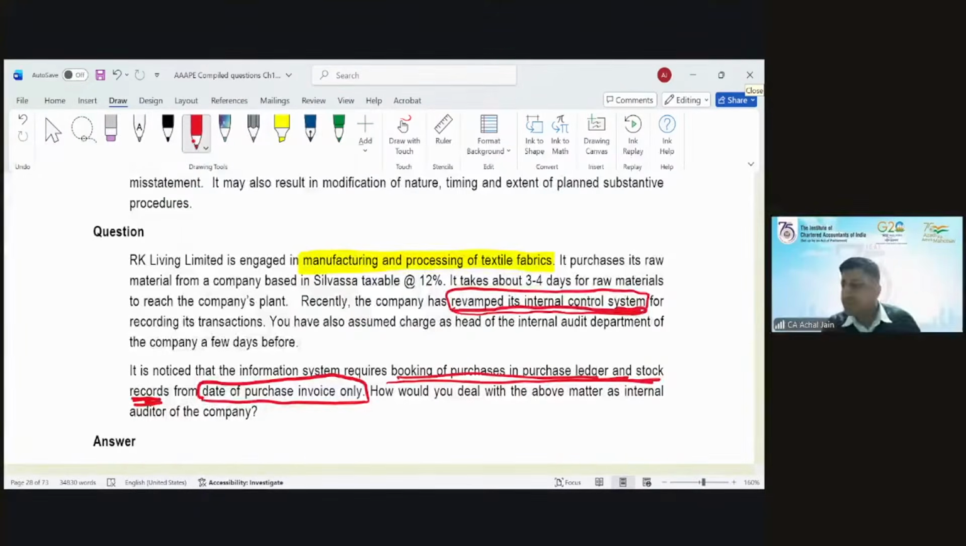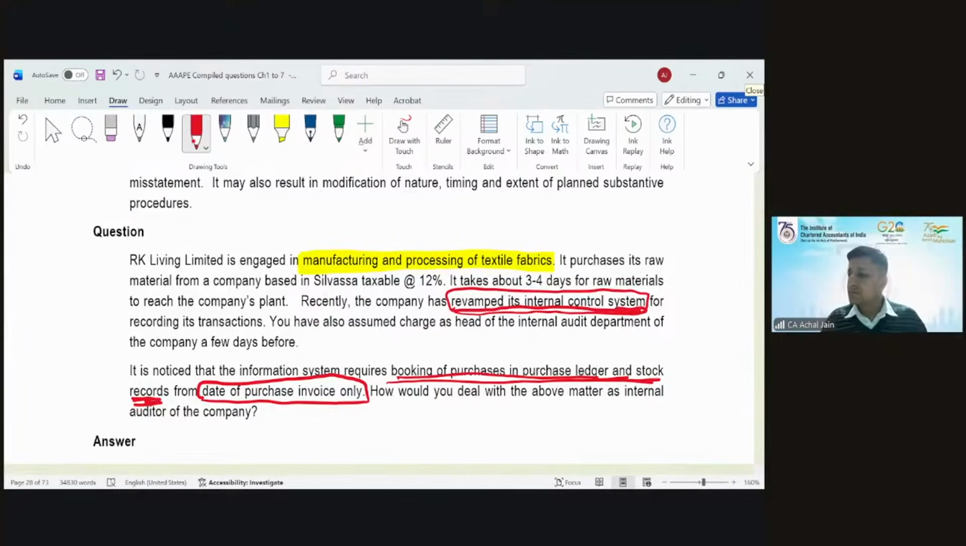Yes, sir. Here they revamped the internal control system. As far as the internal audit function is concerned, they evaluate the internal control, and it will provide assurance to the management on how it is designed, how it is implemented, and its operating effectiveness. All these things are part of the internal audit function. Internal audit is a continuous process within the organization, and it can be done by an internal auditor or an external internal auditor.